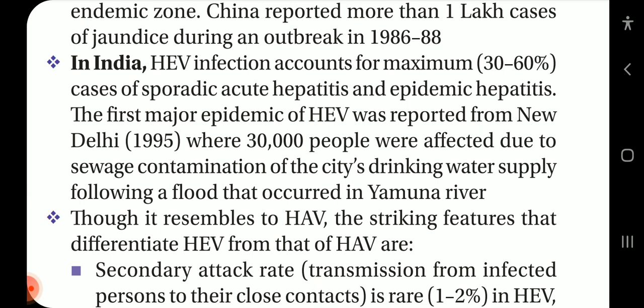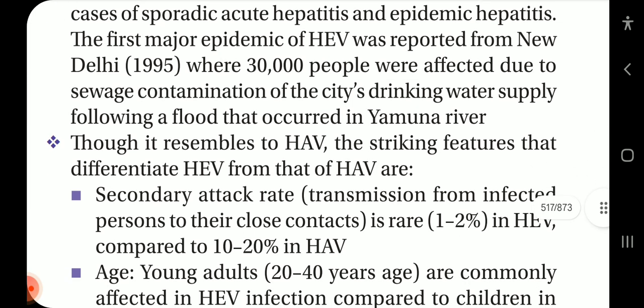The first major epidemic of HEV was reported from New Delhi in 1995, where 30,000 people were affected due to sewage contamination of the city's drinking water supply following a flood in the Yamuna River.